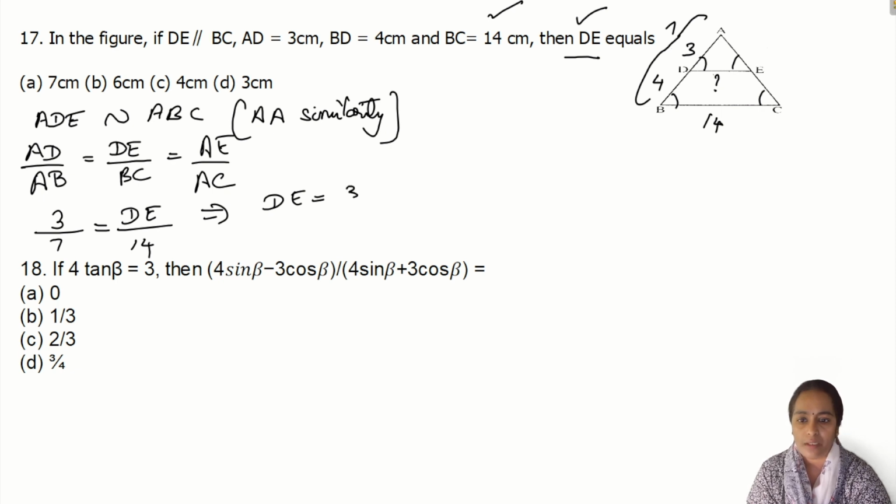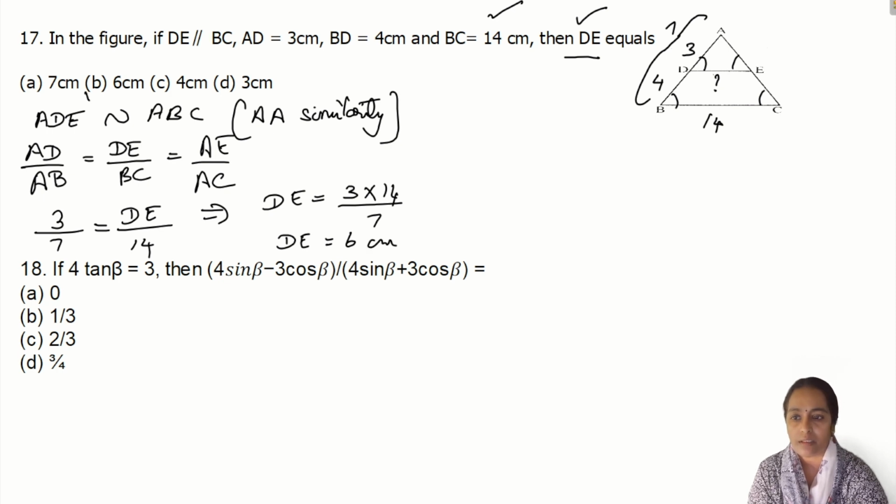It's going to be 3 into 14 divided by 7. DE is 3 into 14 divided by 7, which is going to be 6. DE is going to be 6 centimeters. Option B is the correct answer, children, which is DE, 6 centimeters. So now we have the next question here.